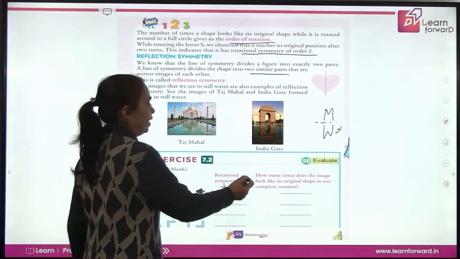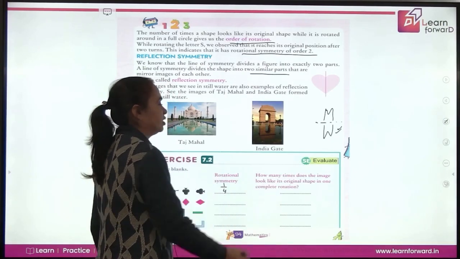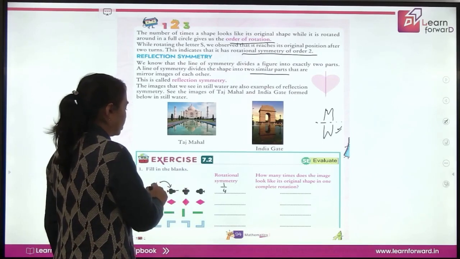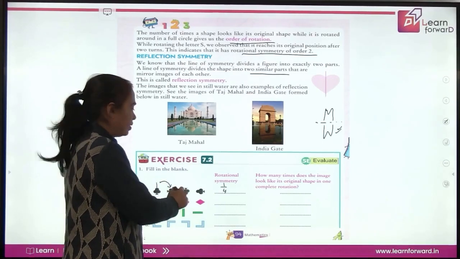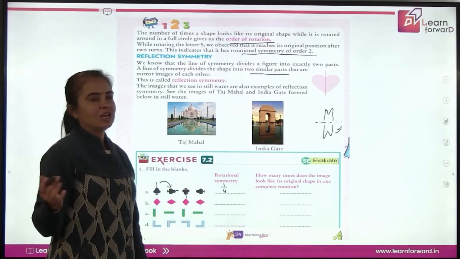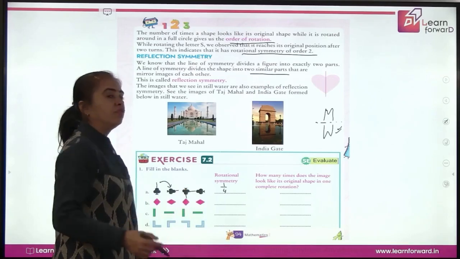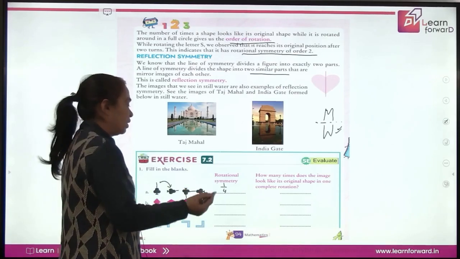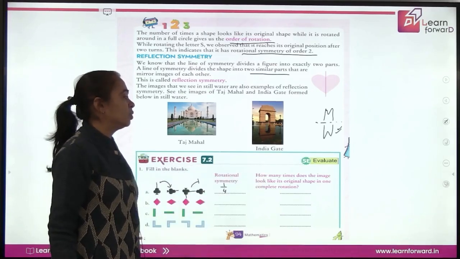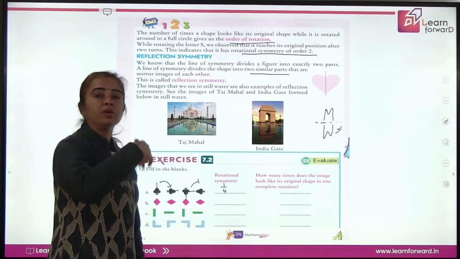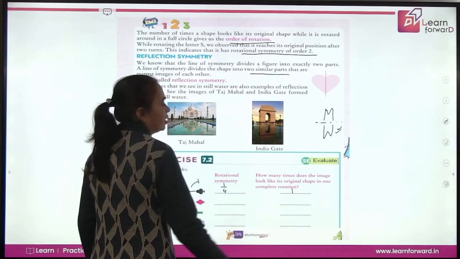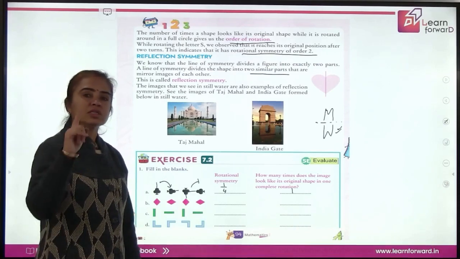Now when you move ahead, how many times does the image look like its original shape in one complete rotation? Once you rotate, from top it goes to right, it is still not the same. Then it goes to the bottom, still not the same. Then it goes to the left, still not the same. Then again it will go up, right? So how many times does the image look like its original shape in one complete rotation? Only one time. That means the order of rotation is 1 only.